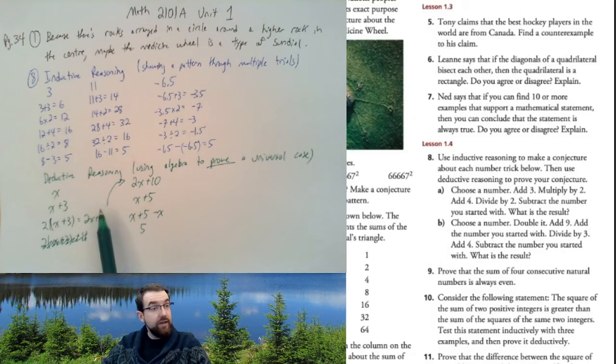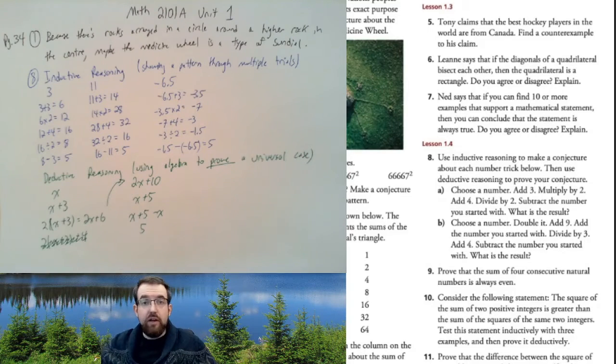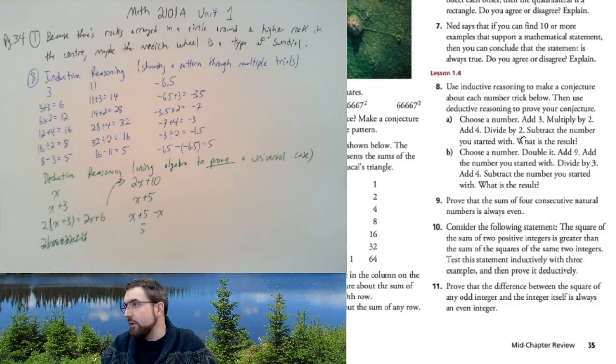So my deductive reasoning showed as I went through each step, I ended up back with the 5 every time. Okay? So let's see. Yeah, let's do one more here as an example to show what we have to do here.